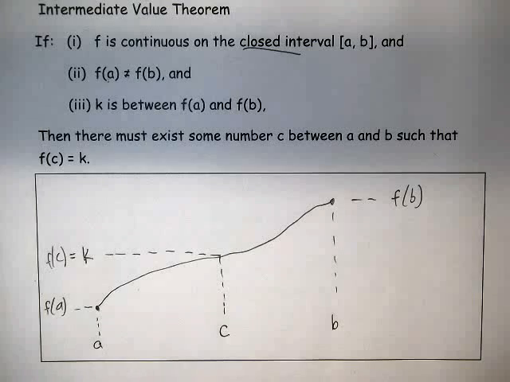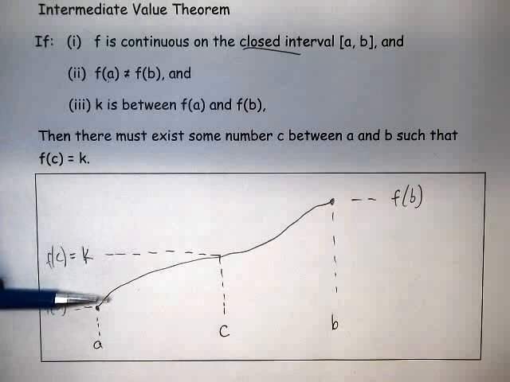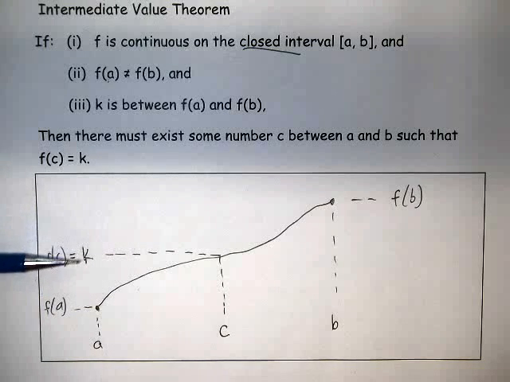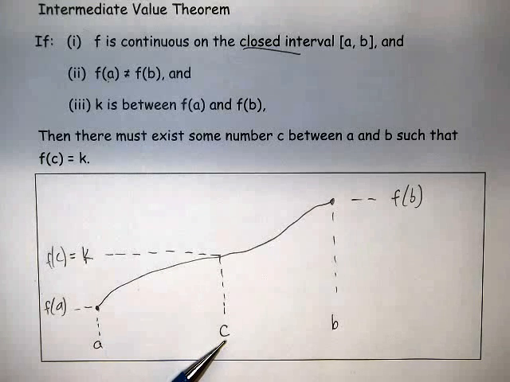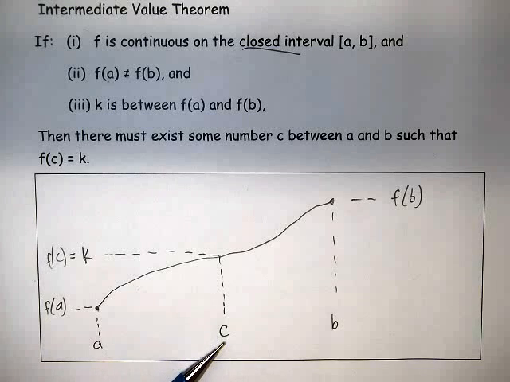And so all the IVT tells us is if we have a continuous function on a closed interval, y values at each endpoint that are not equal to one another, and we have some k value in between those 2 function values, then there has to be some x value that corresponds to that point. Note here that it does not tell us what that C value is. We have to figure out some other way, in some cases, of finding that C value. But it does tell us that that C value exists.